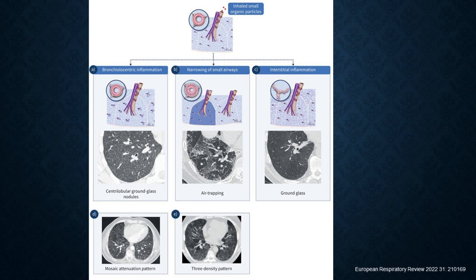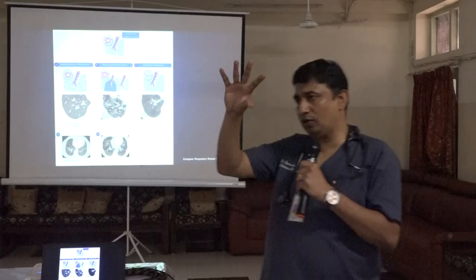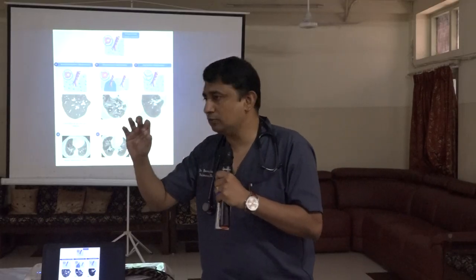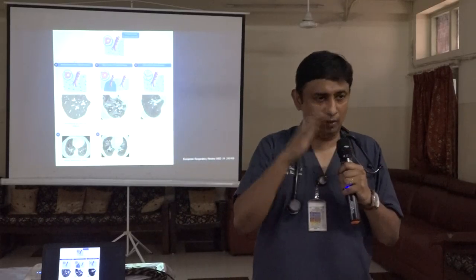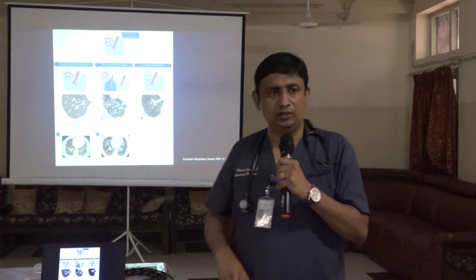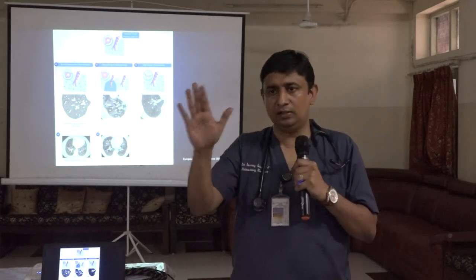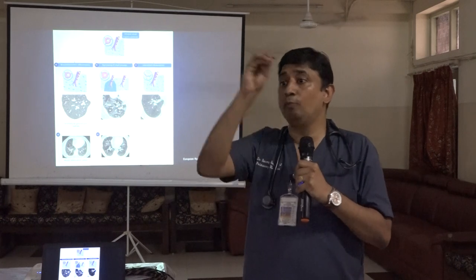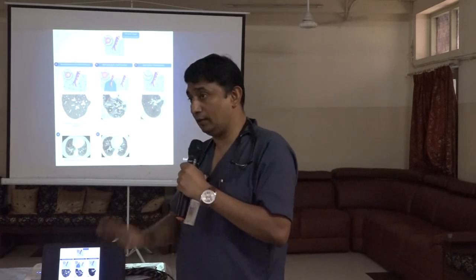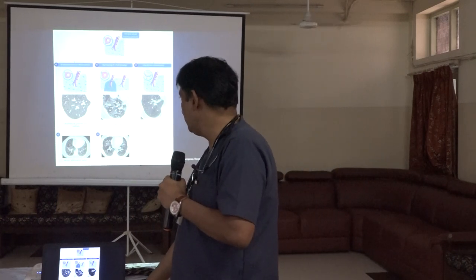So they narrow the smaller airways. Air is going in, but it's not coming out enough. So there is air trapping that happens. So there's ground glassing, there are nodules, and there is air trapping. And radiologically, it's called the head cheese sign. It's like a head cheese cut. You have triple morphology on radiology, which is quite diagnostic of hypersensitivity pneumonitis.